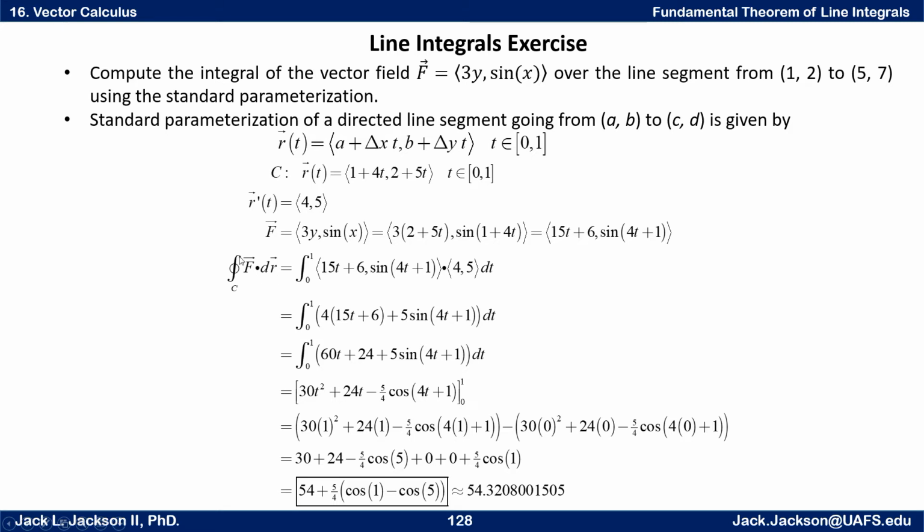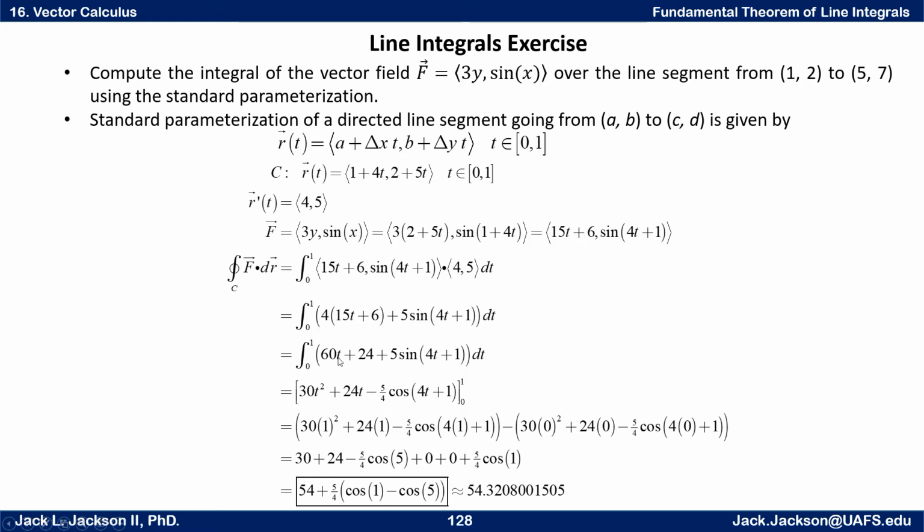So it's a line integral listed on the left, but we rewrite it here as really just a calculus 1 integral, because after you do this dot product, you just have a regular function of a single variable. Doing the dot product, we get 4 times 15t plus 6, distributing. 4 times 15 is 60, so it's 60t, and 4 times 6 is 24. And then we have 5 times the sine of 4t plus 1.